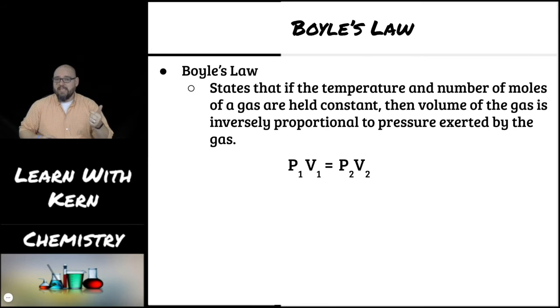So if I double P, I have to cut V in half in order for the product to stay the same. So if one goes up, the other has to go down in order to keep the product constant.